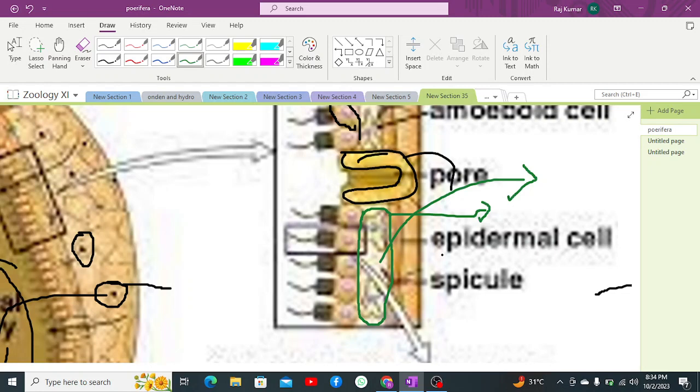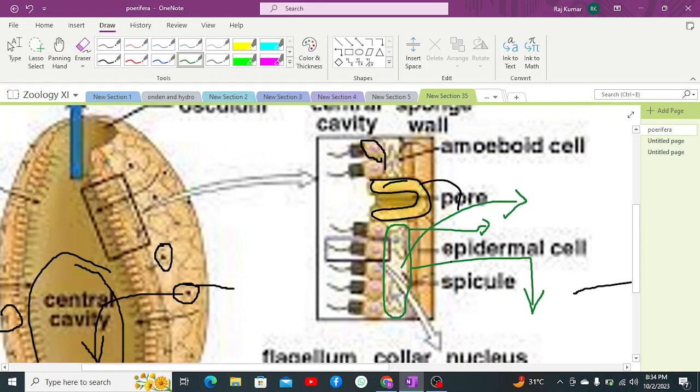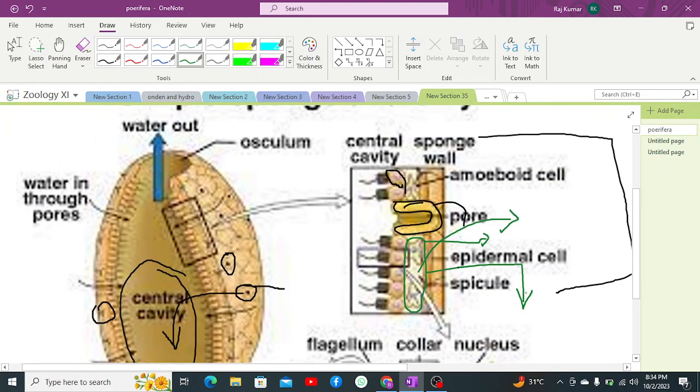Apart from this, when it comes to the stability of the sponge wall, the sponge wall is stabilized by the presence of an endoskeleton. That endoskeleton is made up of two major components. What are those two major components? The first is the spicule. The spicule is a rice-like, needle-like structure, which is composed of either calcium carbonate or silica.